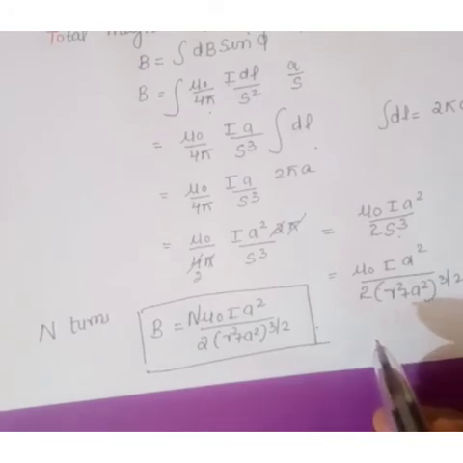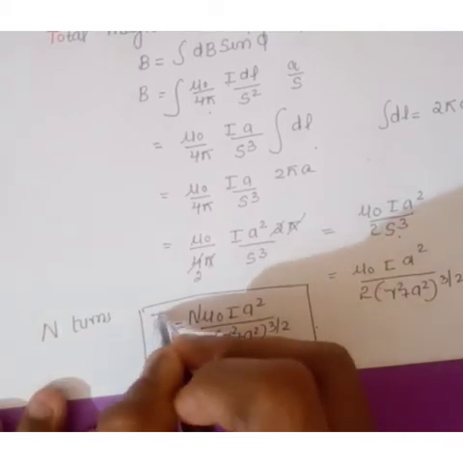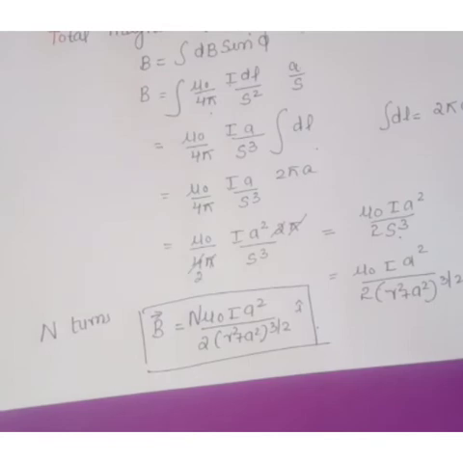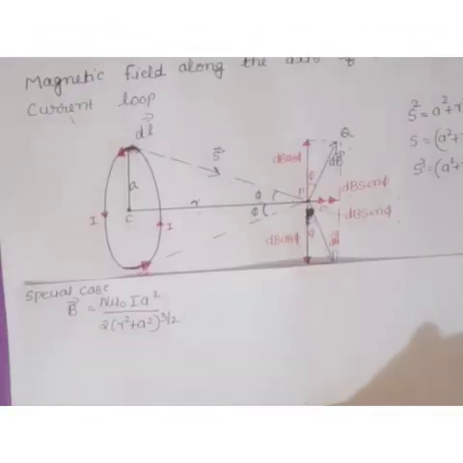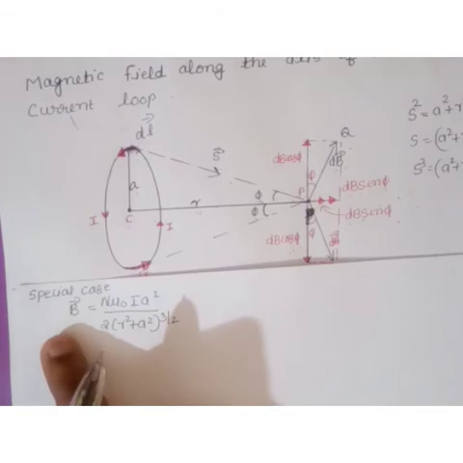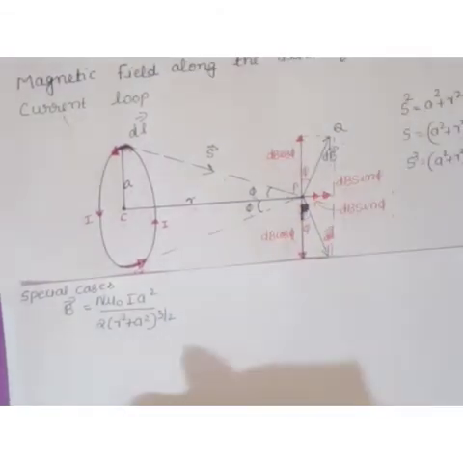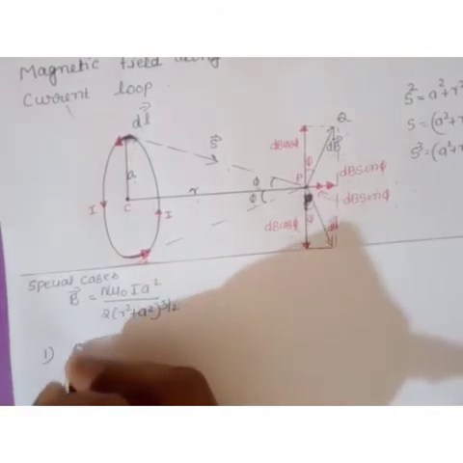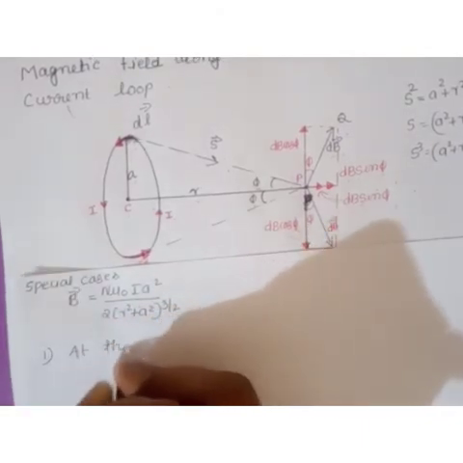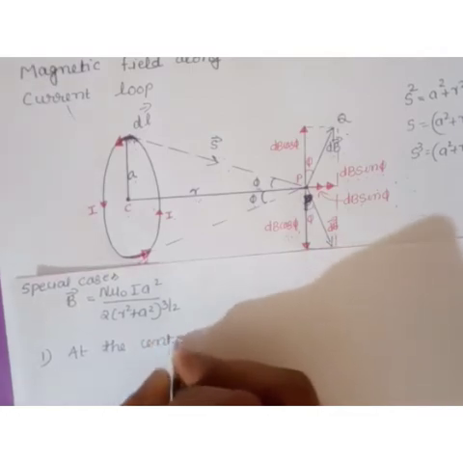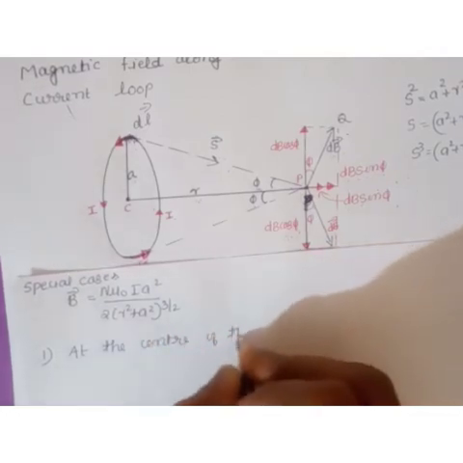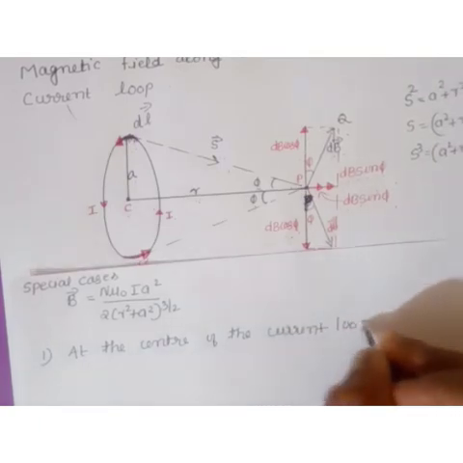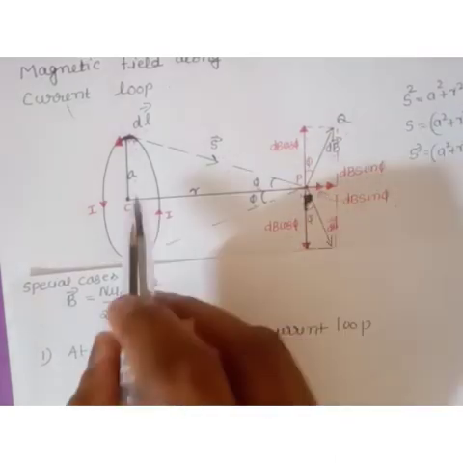So how can we write it in vector form? Then you have to put the vector notation, and also the direction is i cap. So next we have to consider special cases. First case, at the center of the current loop, the point we have to consider is at the center of the current loop, that is P. This point P is at the center of the loop.